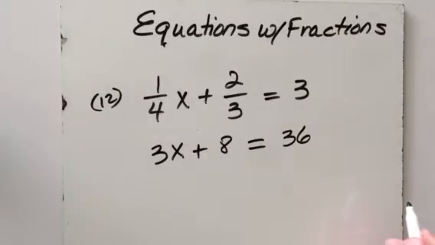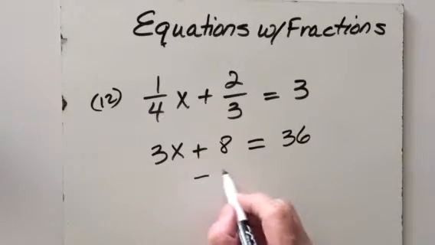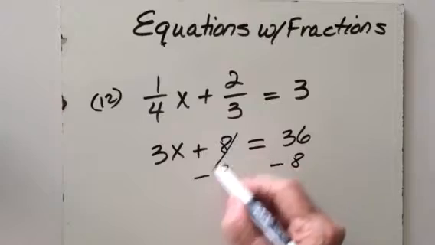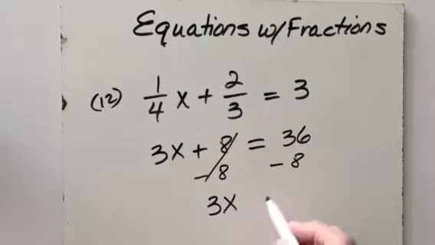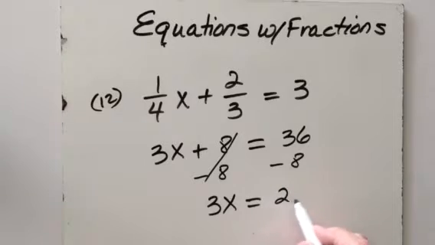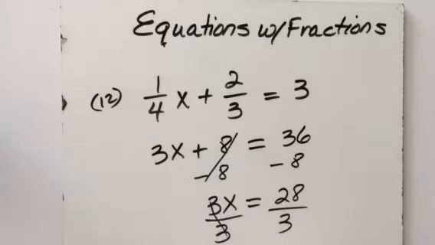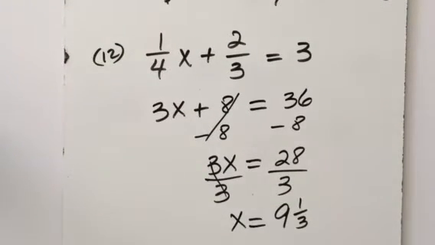And now again, it's just a simple matter of solving the equation. Minus 8 on both sides. 3x, 3 times some number, equals 28. And then I divide through by 3 on both sides. And x equals, well, 28 divided by 3 is... 9 times 3 is 27 with a remainder of 1, so 1/3. So the answer is x equals 9 and 1/3.